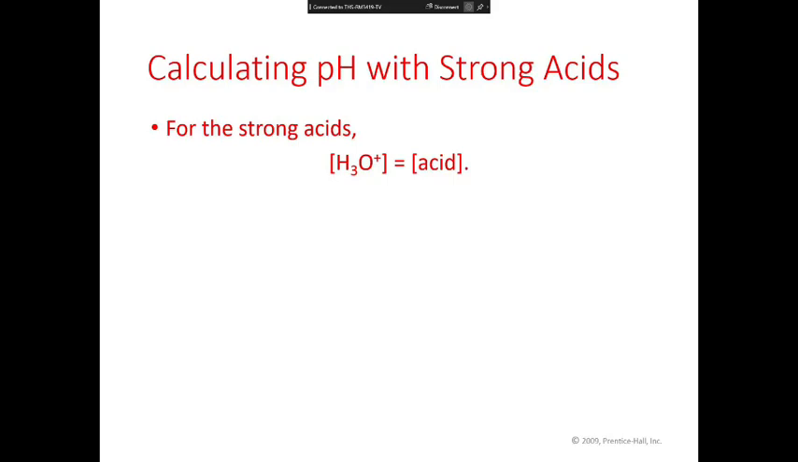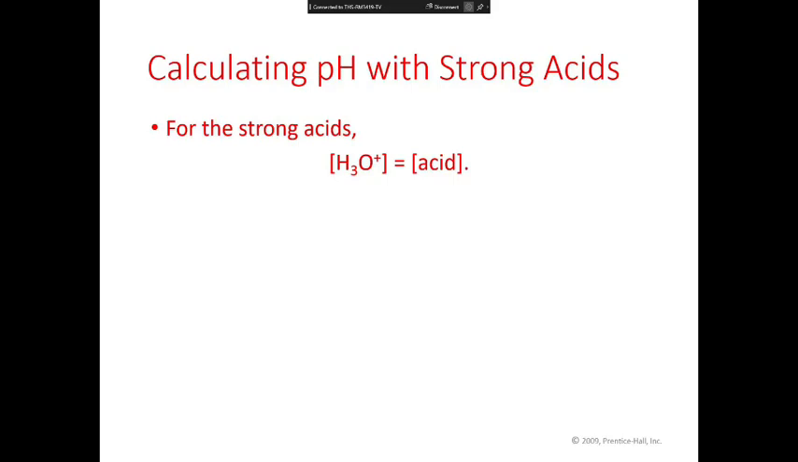But all the strong acids except for H2SO4, they've got 1 hydrogen that can be transferred, and it's transferred 100% of the time. So the H3O plus concentration is the strong acid concentration. Then you just use that in the pH equation.